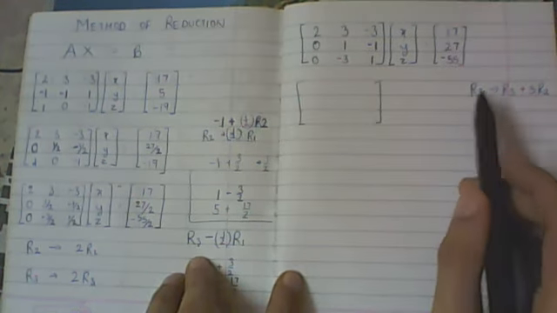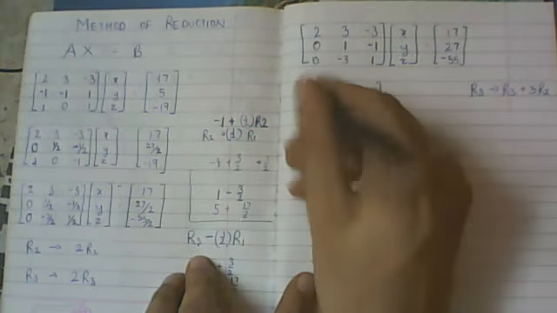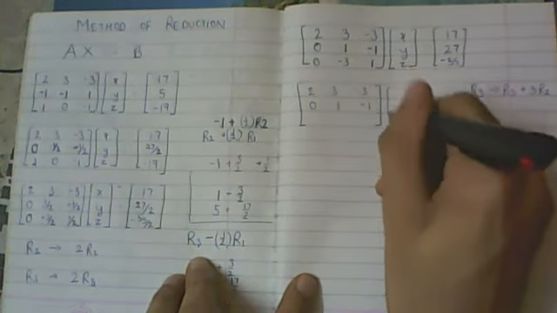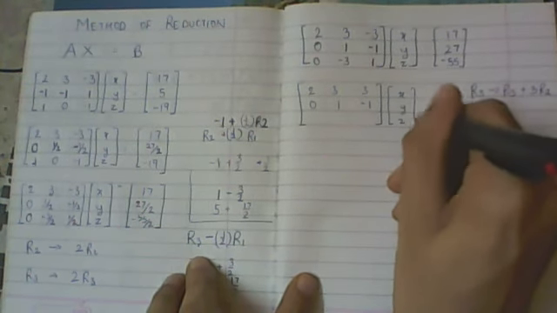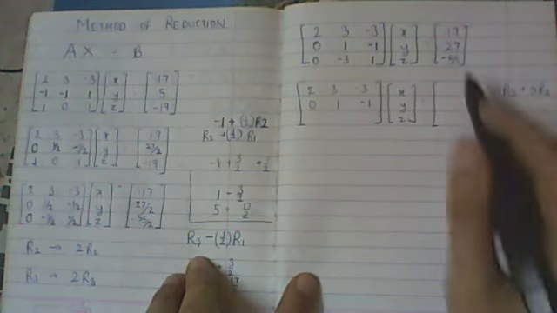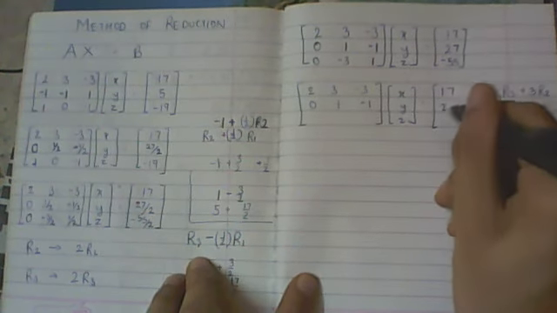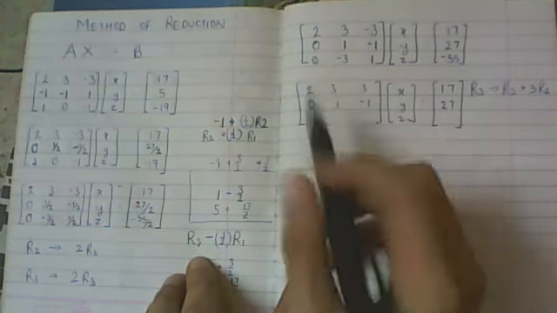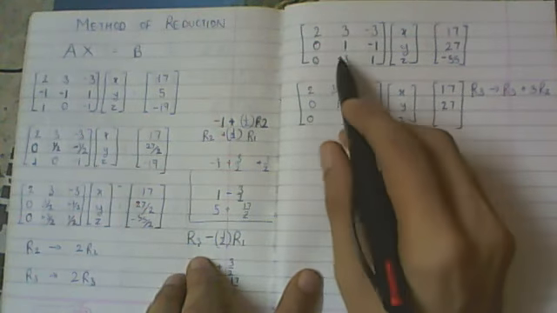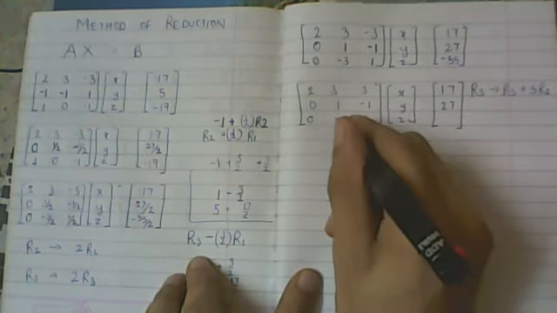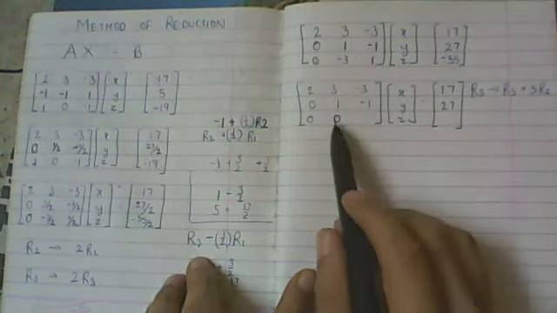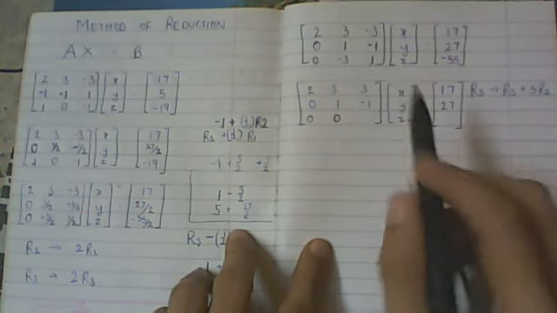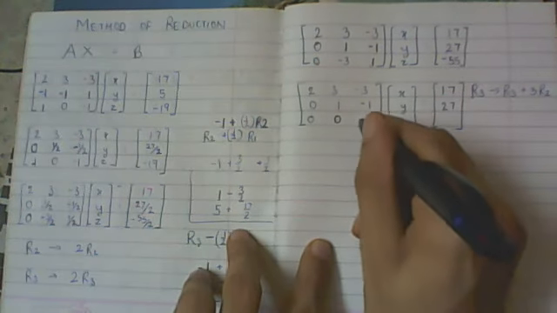So what I am left with is I don't touch my first and second row. They are as is. 2, 3, minus 3, 0, 1, minus 1. I don't touch the first and the second row. So 17 and 27 as is. And now if I have a 0 plus 3 times 0, that's 0. Negative 3 plus 3 times 1, so that's negative 3 plus 3, which is 0. That was the whole point. And then I have a 1 plus 3 times negative 1. So that's 1 minus 3, that's negative 2.